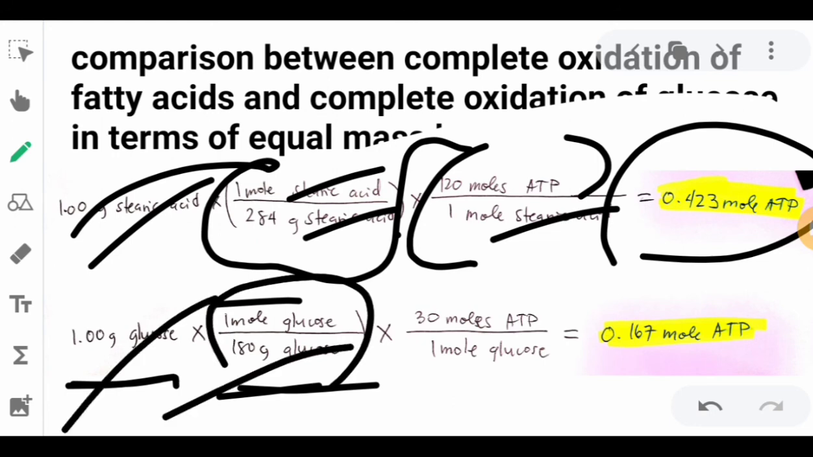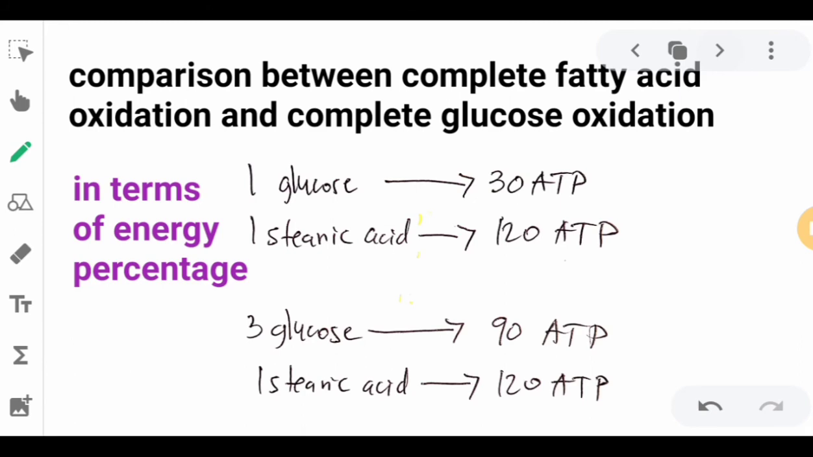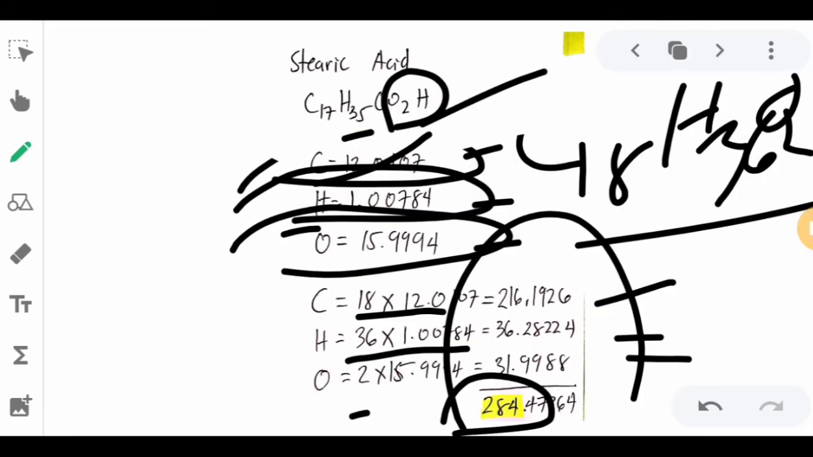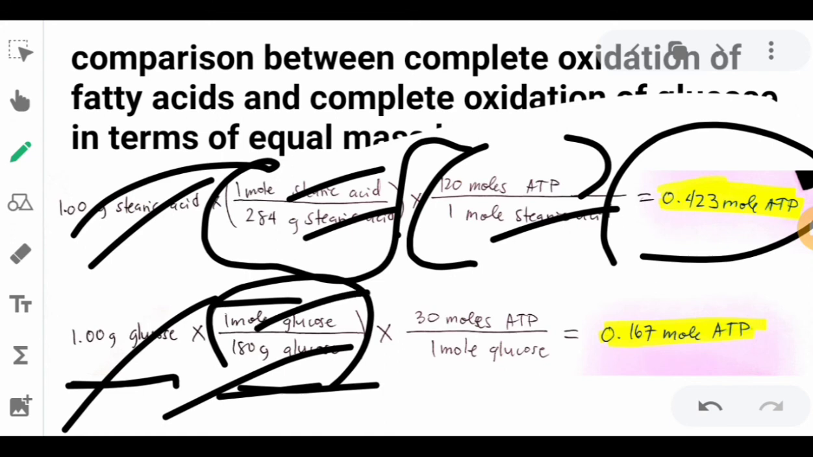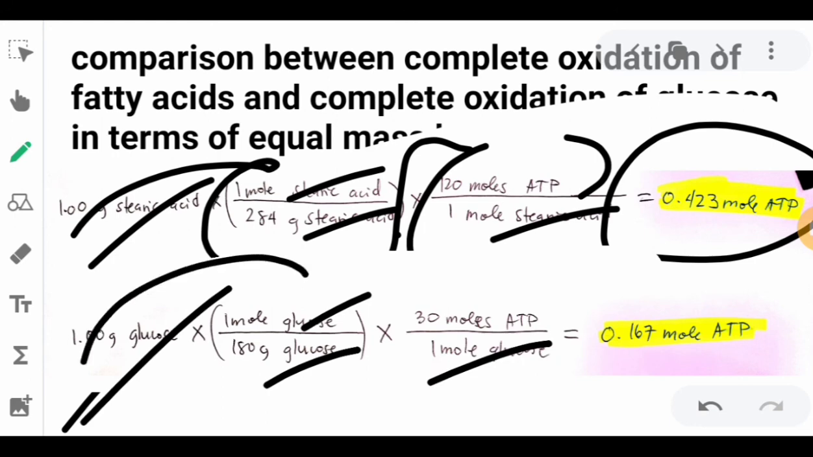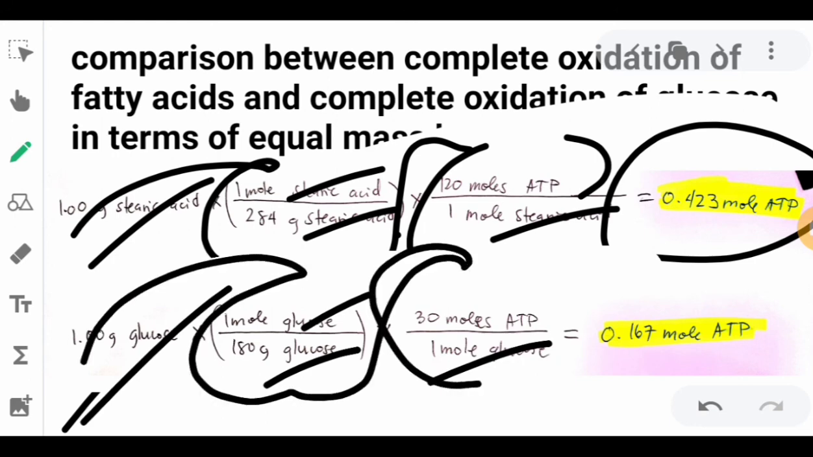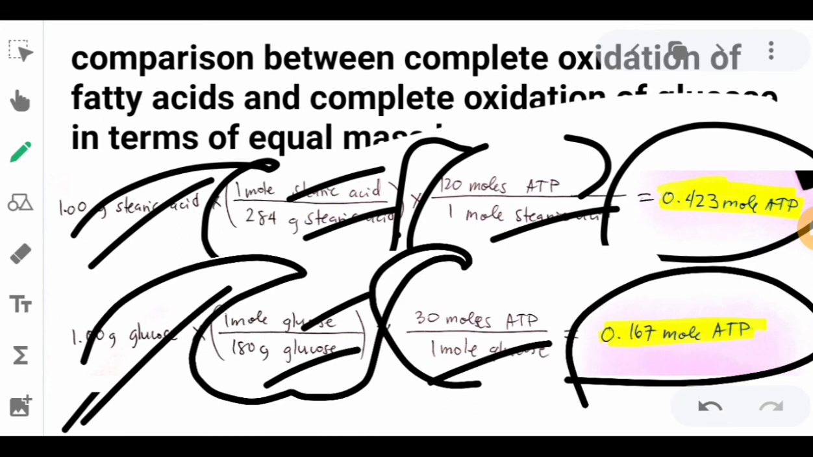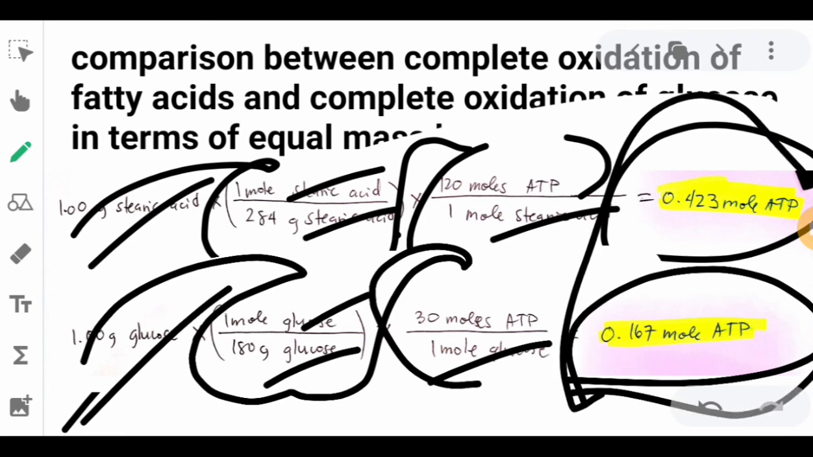So cancel the grams unit, you will be left with moles, and 1 mole of glucose gives 30 moles of ATP based on this lecture. Then you cancel the units, moles of glucose, and you will be left with moles of ATP. So, 1 times 1 divided by 180 times 30 divided by 1, you will have 0.167 mole of ATP. So, if you observe here, in terms of equal mass basis, the stearic acid or fatty acid is still greater than the glucose.